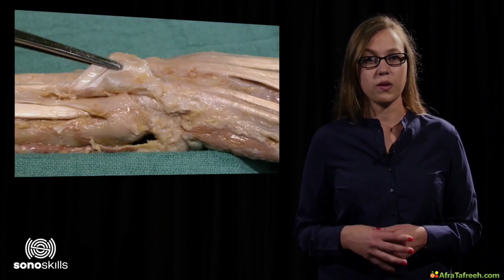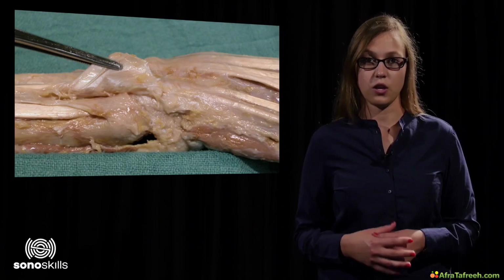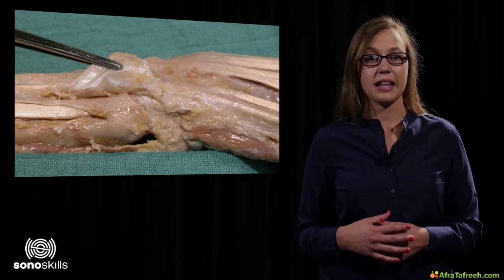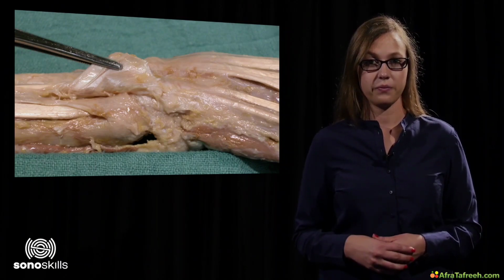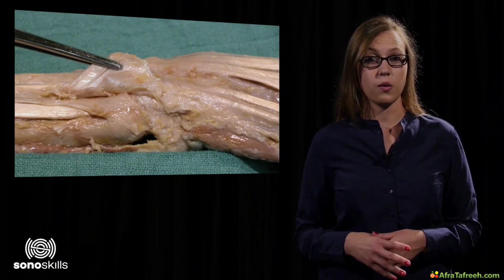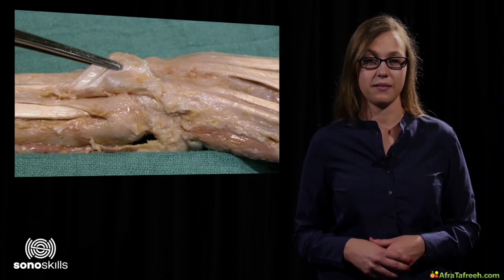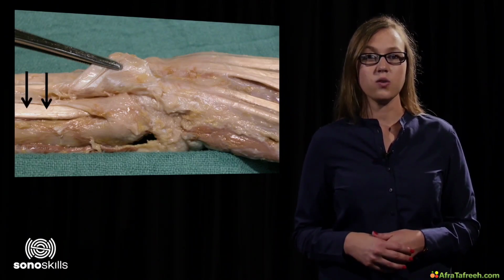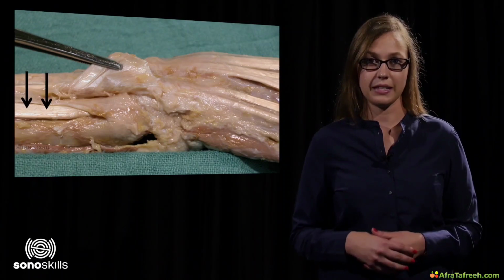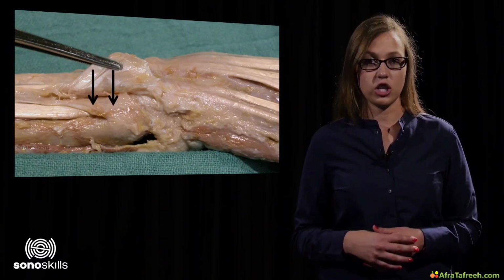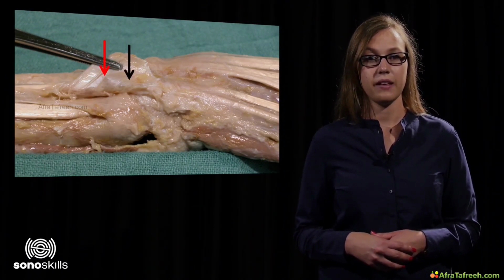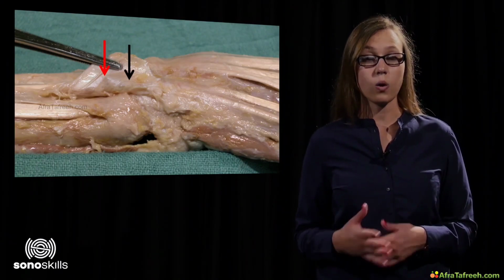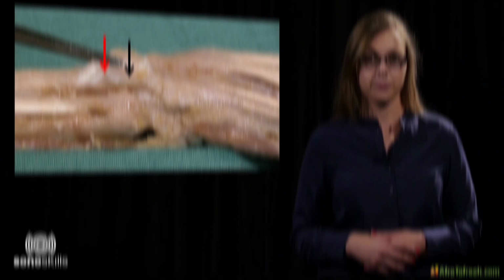The ECU originates from the lateral epicondyle of the humerus and common extensor tendon. The muscle inserts at the base of the fifth metacarpal. It extends the wrist with a slight ulnar abduction of the hand. This image shows the ECU tendon coursing into compartment 6, the tendon sheath of compartment 6, and the overlying extensor retinaculum that stabilizes all compartments in the dorsum of the wrist.